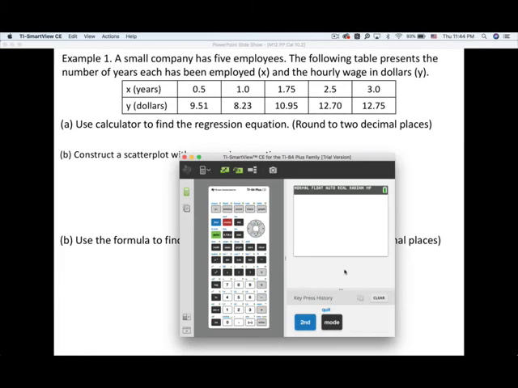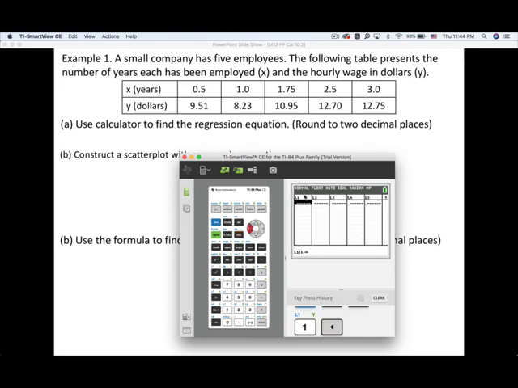Okay, let's use the calculator to find the regression equation. First, click on the stat, number 1 edit. I'm going to plug in x on my L1 and my y on my L2. So I have 0.5, enter, 1, enter. And then go to the L2 and plug in the y.